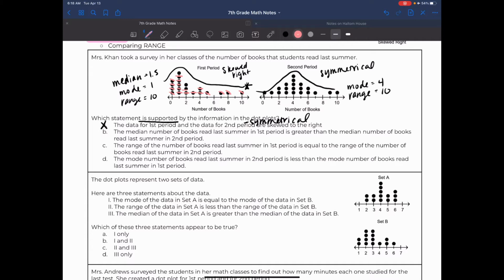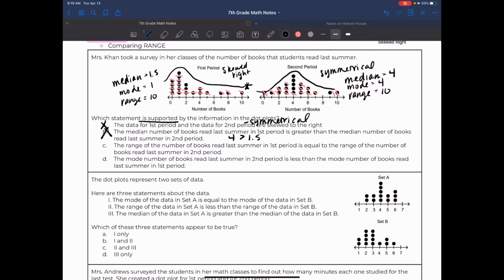All right, and then looking at second period, my median, I'm going to mark them off 2 at a time now, just to kind of hurry things up. And I know my median for second period is 4. All right, rereading answer choice B. The median number of books read last summer for first period is greater than second period. No, second period is greater because 4 is greater than 1.5. So I know B can't be my answer.